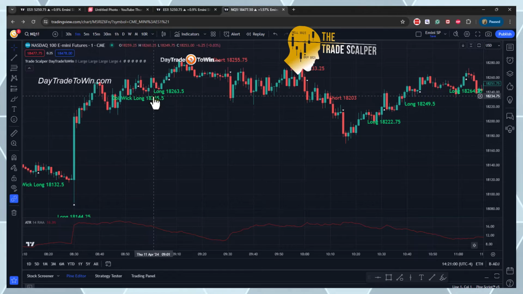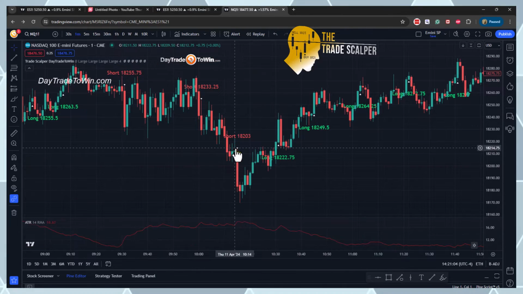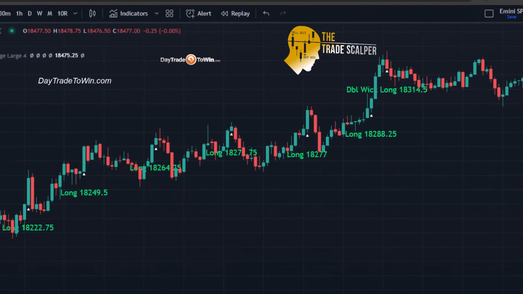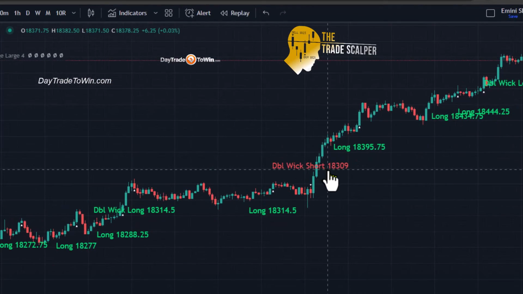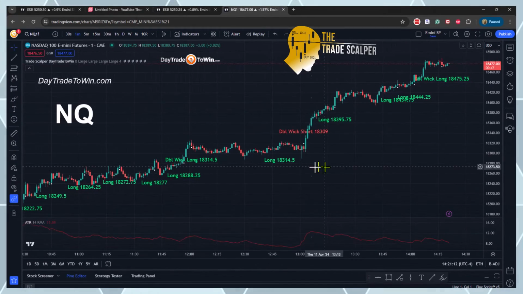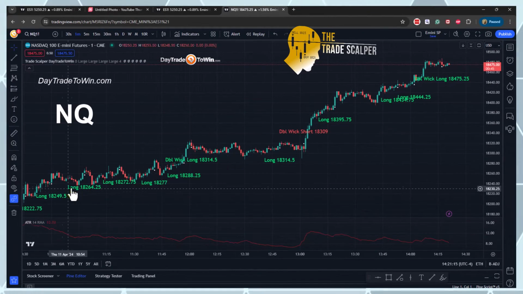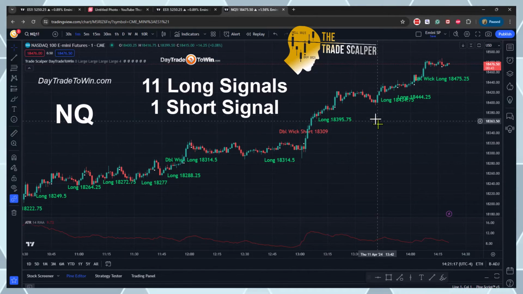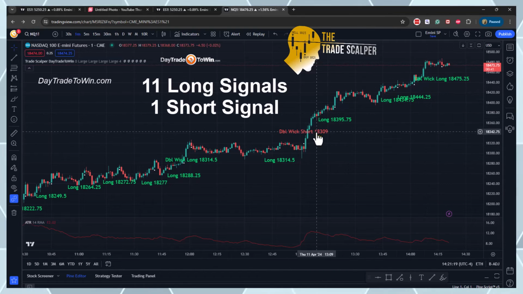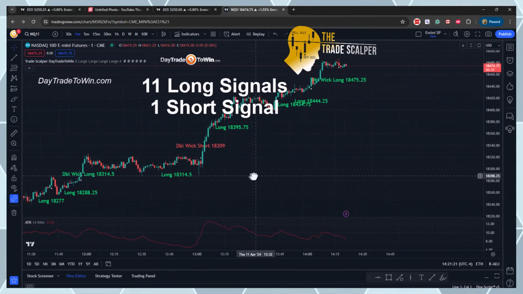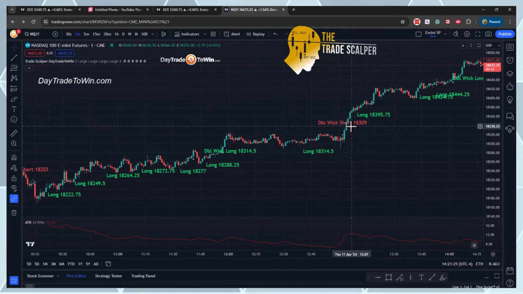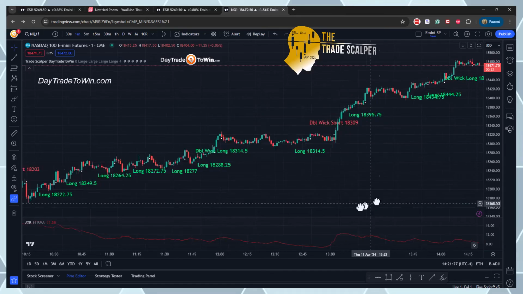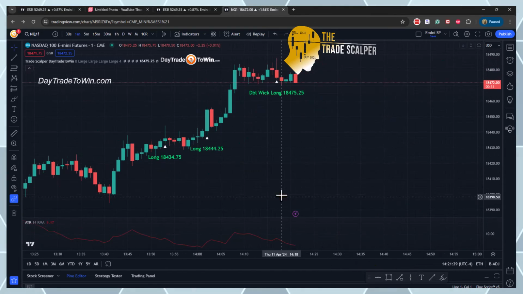We have longs right before the market opens, and then we have 2, 3 short trades, and then all long trades here on the NASDAQ. We have one short trade, and look, this is a losing trade right here, so they all can't be winners. But look at all of these longs: 1, 2, 3, 4, 5, 6, 7, 8, 9, 10, 11, and then one short trade. 11 long signals, one short trade. I think that's a great ratio, a great average if you're looking at a trading system.